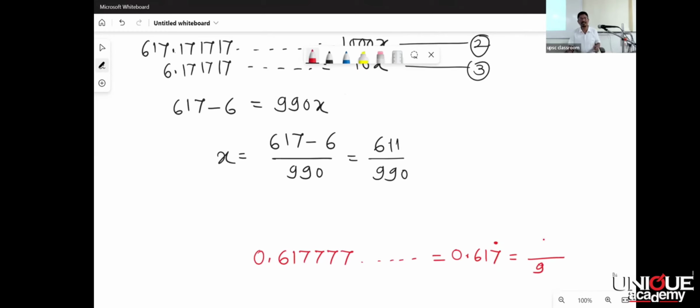The single digit is repeating again and again. How many digits are not repeating? 2. That's why 2 zeros to put. Is it clear now? In the numerator, first of all, it is 617 minus 61, the number formed by the digits which are not repeating. So whatever the calculation is, you can do it.